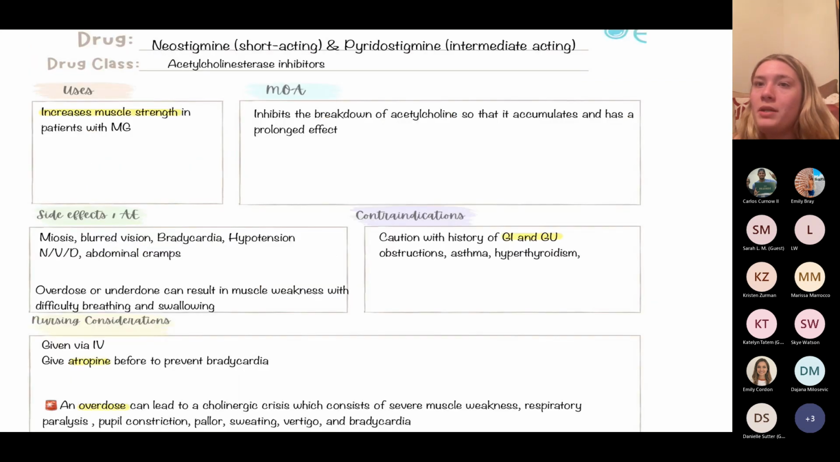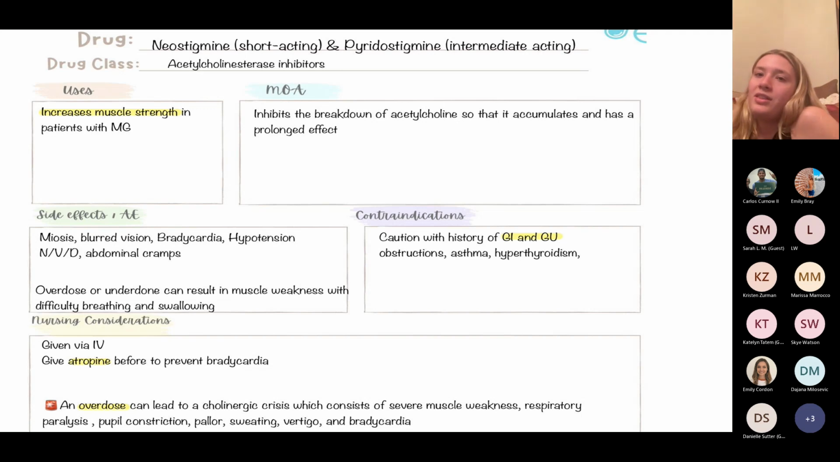So, neostigmine and pyridostigmine, both are acetylcholinesterase inhibitors. So these will help stop the breakdown of acetylcholine. Same drugs do the same thing. One just is short acting and thus has a quicker onset, and the other is intermediate acting, so it has a delayed onset, but it lasts in the body longer. And this really helps increase muscle strength in our patients with myasthenia gravis.